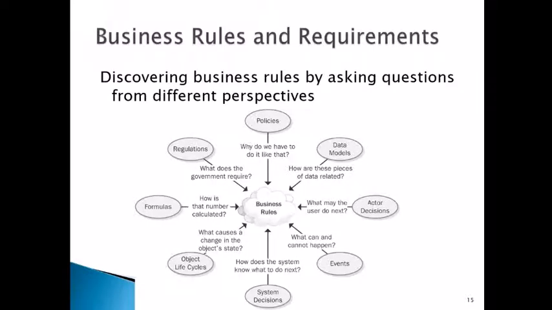So business rules and requirements, discovering business rules by asking questions from different perspectives. For example, policies, why do we have to do like that, हम इस तरह से क्यों करते हैं, हम इस तरह से क्यों नहीं करते. डेटा मॉडल्स, हाउ आर दिस पीसेस ऑफ डेटा रिलेटेड, जिस तरह एंटिटी रिलेशनशिप डायग्राम से कि भाई ये कस्टमर है, ये इसका डेटा इससे किस तरह रिलेटेड है.